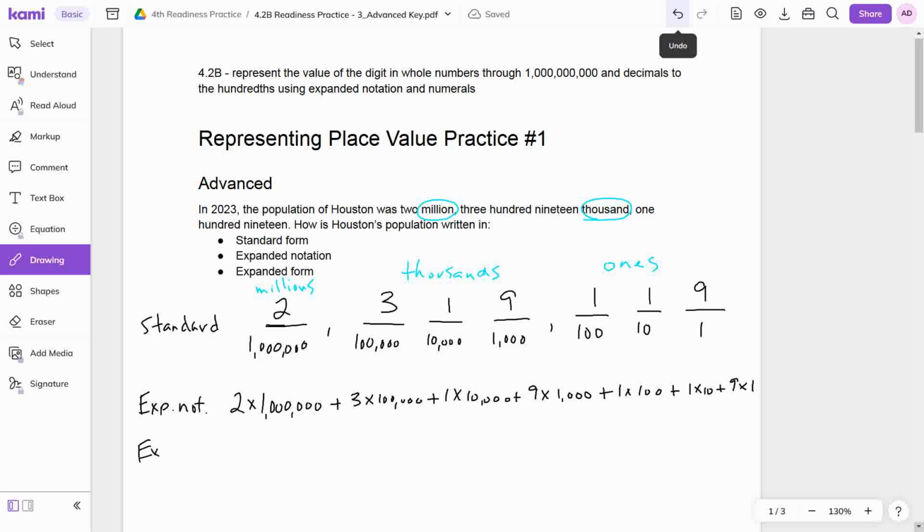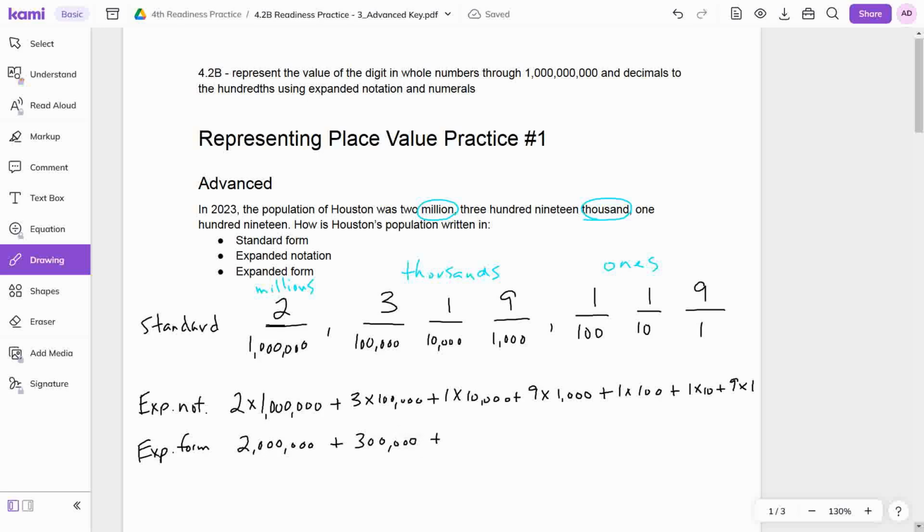Then my expanded form, I'm going to write it right underneath that. And what we're going to see is that it's very similar to expanded notation. Instead of writing each value as the digit times its place value, you're just going to write what the value of that digit is. So 2 millions, or 2 times 1 million, is 2 million. Right? So 1 million, 2 million. We're still going to add them. 3 times 100,000 is 100,000, 200,000, 300,000.